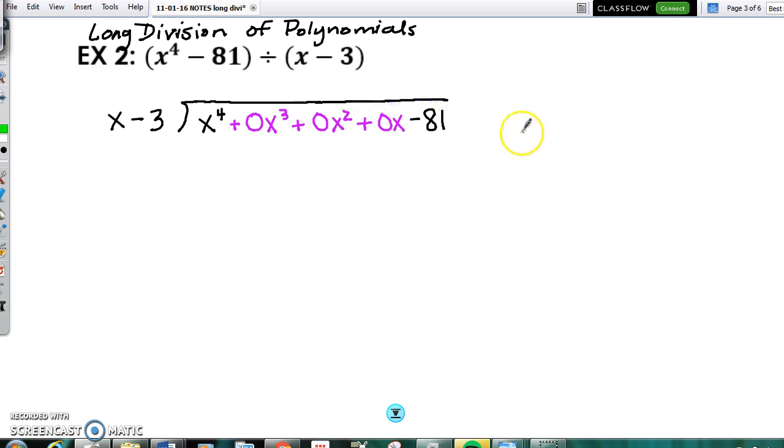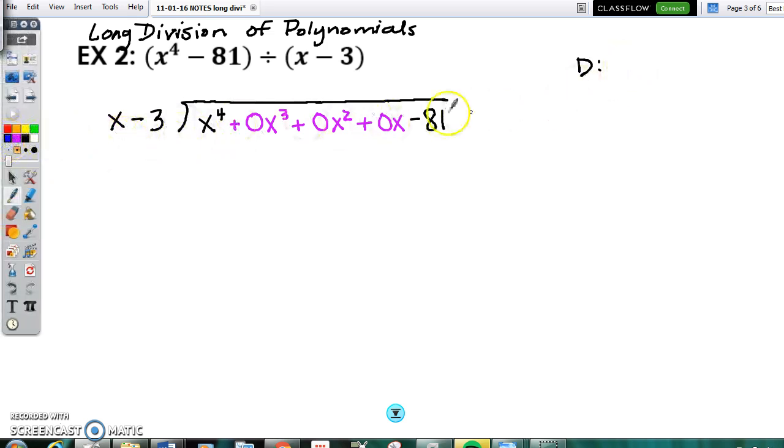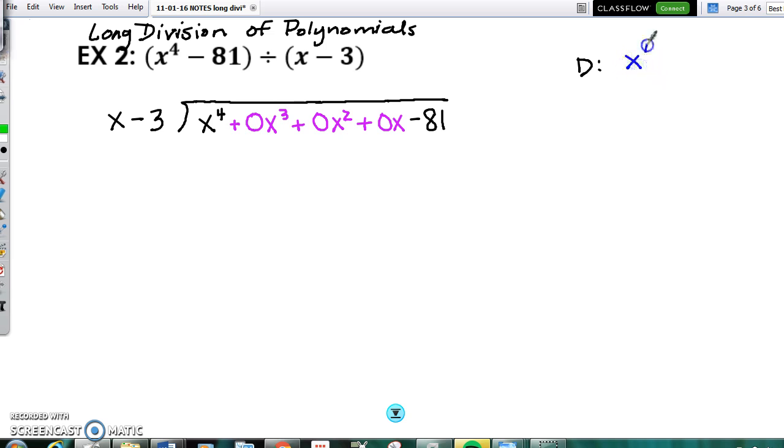Okay, so we're going to pull off the same steps we've done before. We're going to start by dividing the first term divided by the first term. So let's do this in another color. So let's do x to the fourth divided by x. First term divided by first term every time. Well, x to the fourth over x is just x cubed. One of those x's up here cancels out with that one.